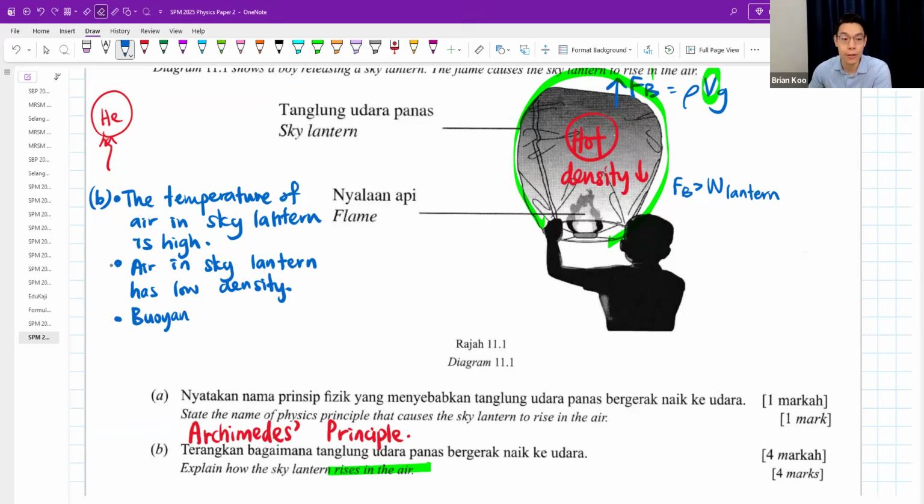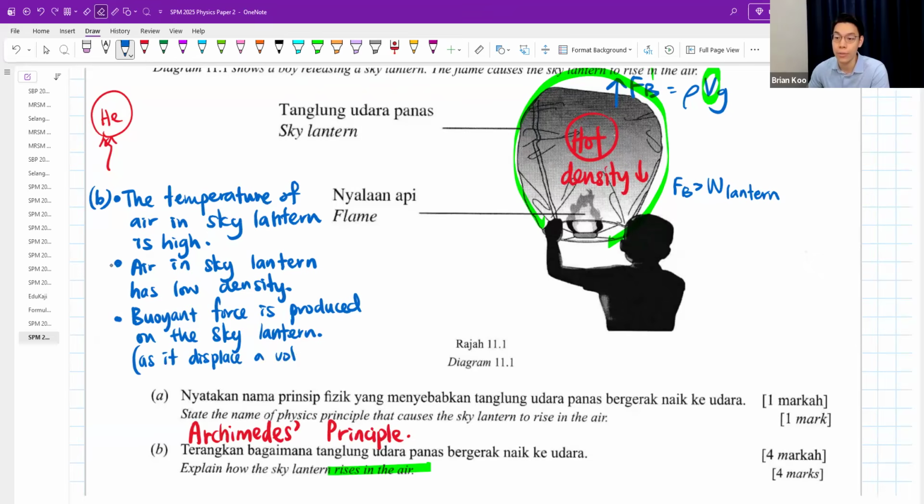Buoyant force is produced on the sky lantern. You can go and explain why is there a buoyant force, but it is optional. You can just stop here. But if you want to say buoyant force is produced on the sky lantern as it displaces volume of air. Okay, when you displace air, you are going to get buoyant force. But if you never write this, already got marked. When you mention buoyant force, already got marked.